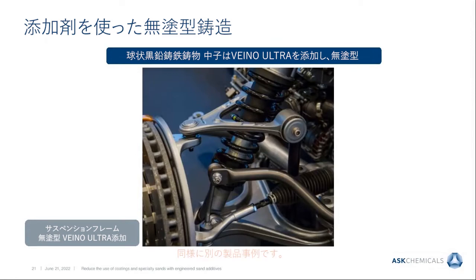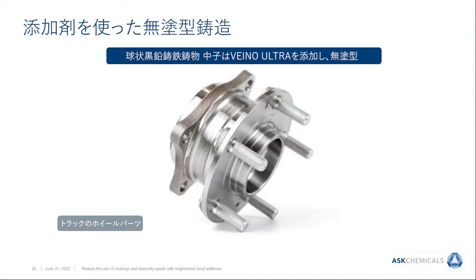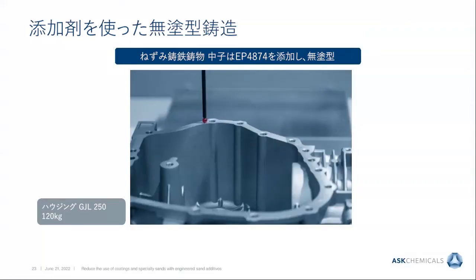Here is another example of a suspension frame, previously coated, now uncoated with Veno Ultra. And another example, a wheel part of a truck, again in ductile iron, before coated and now without any coating process with Veno Ultra. And we were even capable to do the uncoated process on a gray iron casting of a 250 grade gray iron with 120 kilograms weight. Before it was coated, and now with additive EP4874 we have achieved very good casting quality.